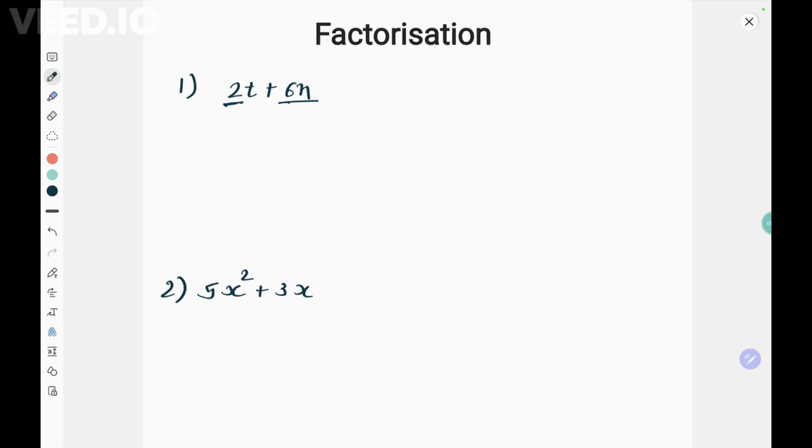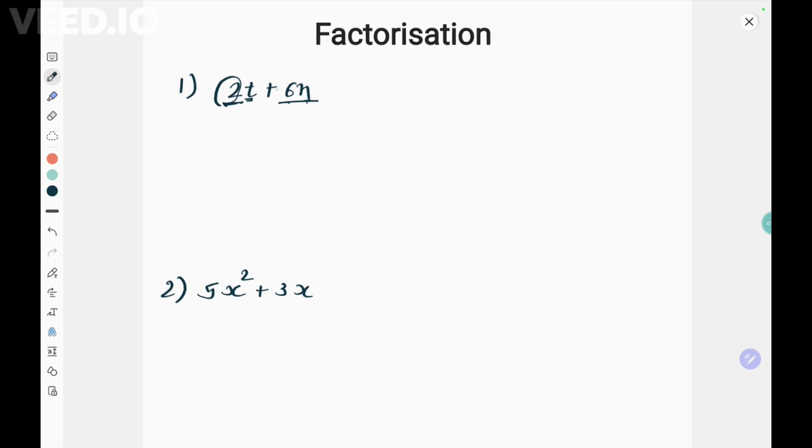But when you are doing factorization you choose the highest common factor, because sometimes two numbers have more than one common factor, so you should always choose the biggest common factor. That gives you the complete factorization answer. So let's first check the variables. T and n are different variables, so we cannot say they have any common factor.